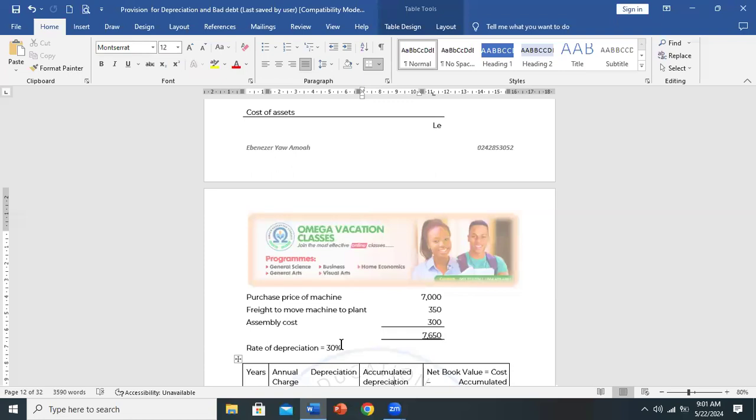So, ladies and gentlemen, now we have two gentlemen here. Please, can any of you calculate the depreciation for the first year? The rate is 30% and the cost is 7,650. So what will be the depreciation in the first year?